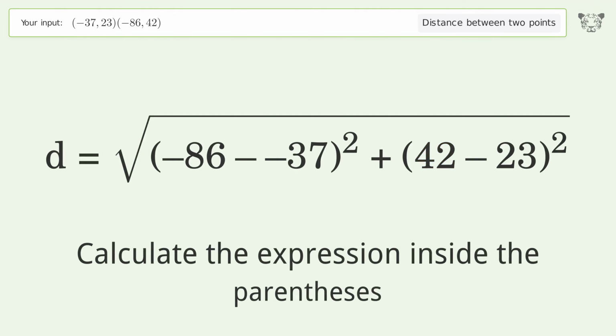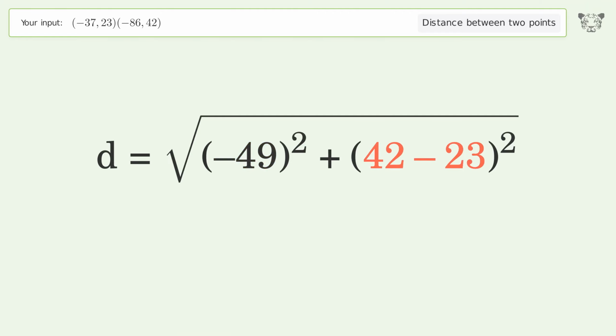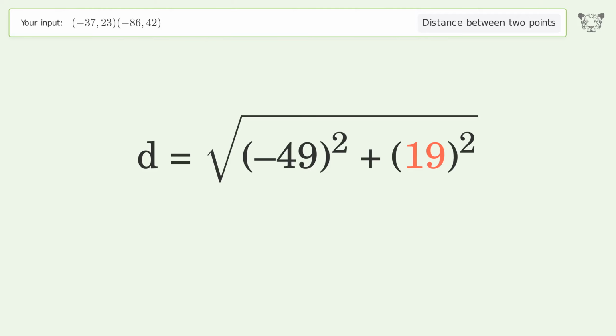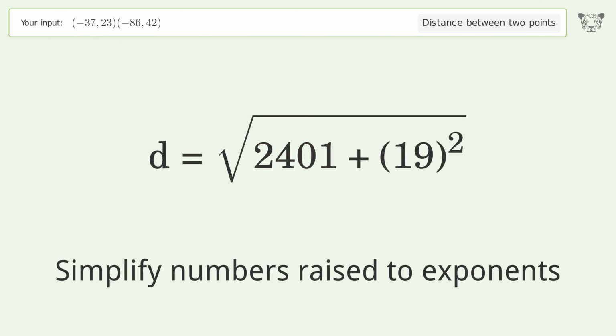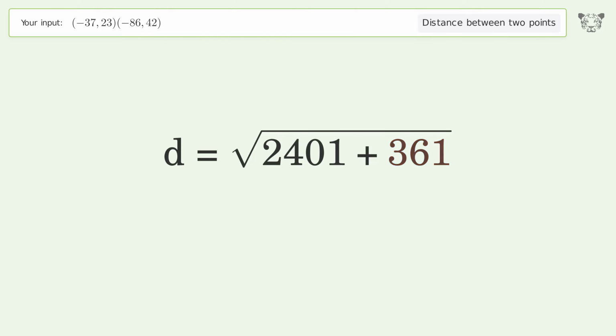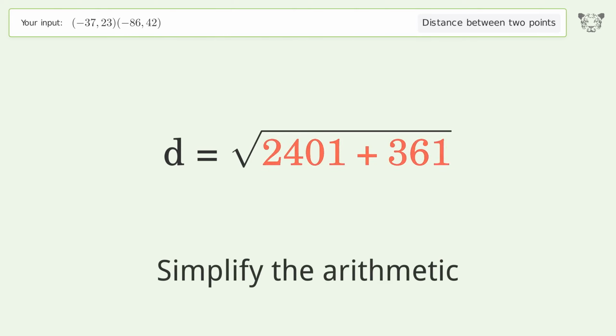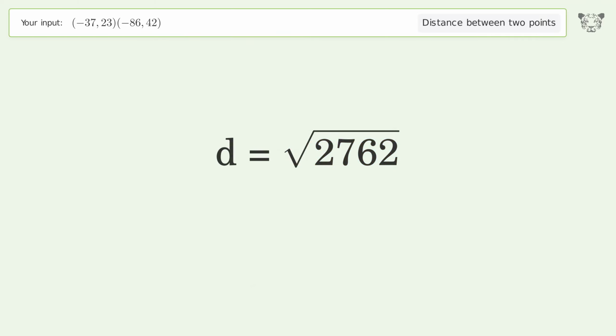Calculate the expression inside the parentheses. Simplify numbers raised to exponents. Simplify the arithmetic. And so the distance between the 2 points is the square root of 2,762, or 52.555.